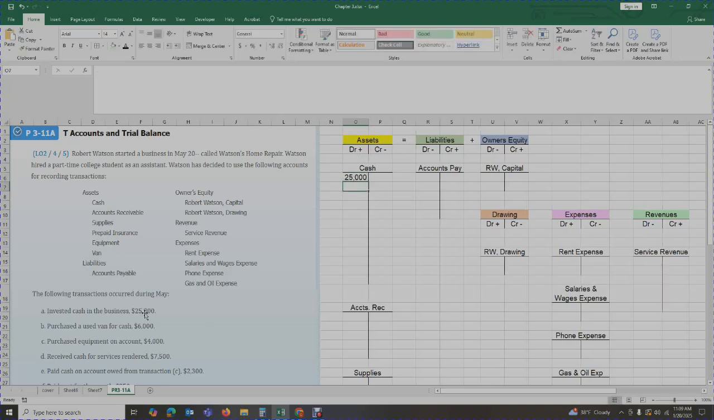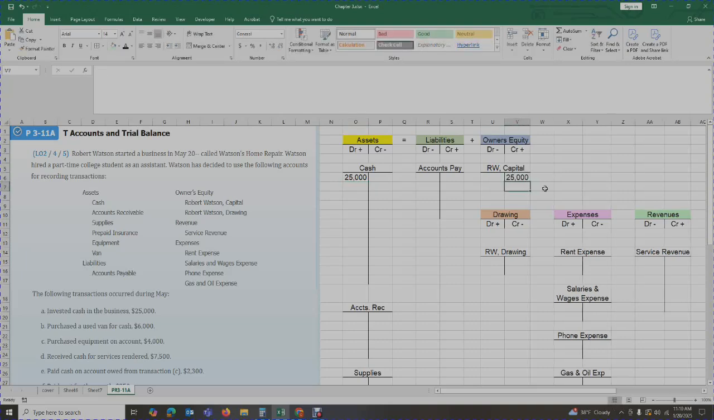Now, when I invested cash in the business, what did I get? What did Robert Watson get out of putting $25,000 into the business? Well, Robert received capital, right? So we've got the capital account for Robert. Now, did Robert's capital go up or down because he put money into the business? Robert's capital increased, so therefore I am going to credit the capital account.